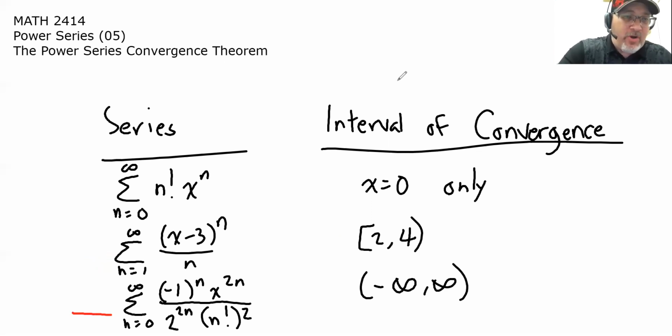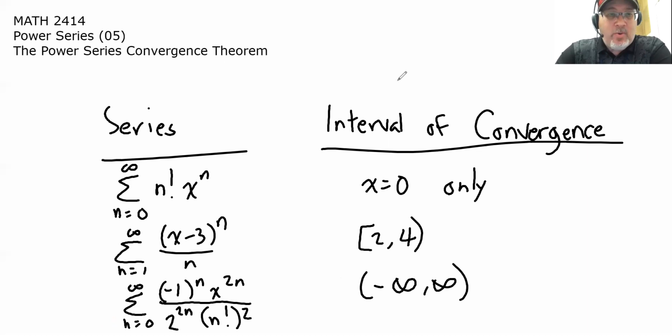The third example we saw in the previous video was the Bessel function of order 0, the sum of -1 to the nth power times x to the 2n power over 2 to the 2n power times n factorial squared as n goes from 0 to infinity. And it was a little messy when we set up the ratio test, but we found out that it converged for any value of x. So its interval of convergence was the entire real number line from -infinity to infinity.